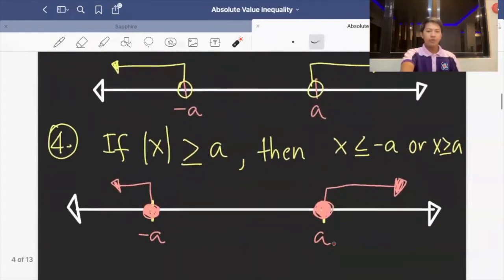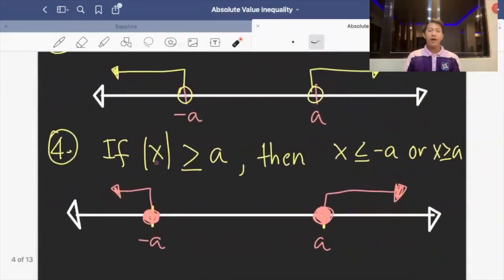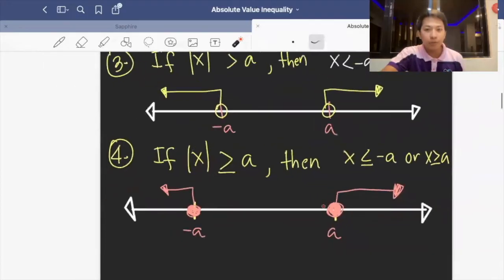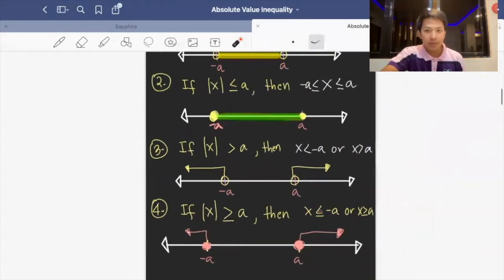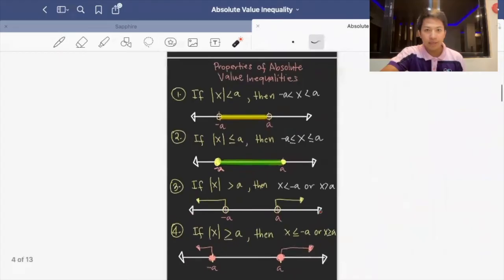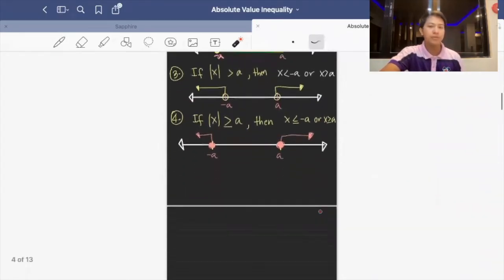And number 4, we have here, if absolute value of x is greater than or equal to a, then x is less than or equal to negative a, or x is greater than or equal to a. So in this case, negative a and a are included in the solution set. Those are our properties, and let's apply them through these examples.